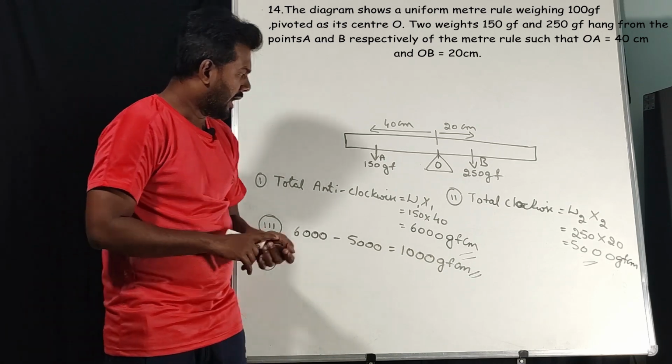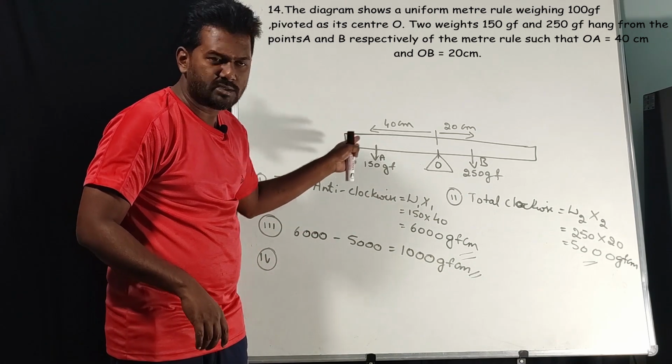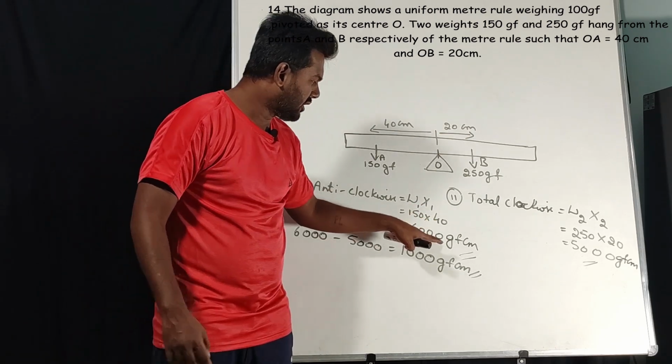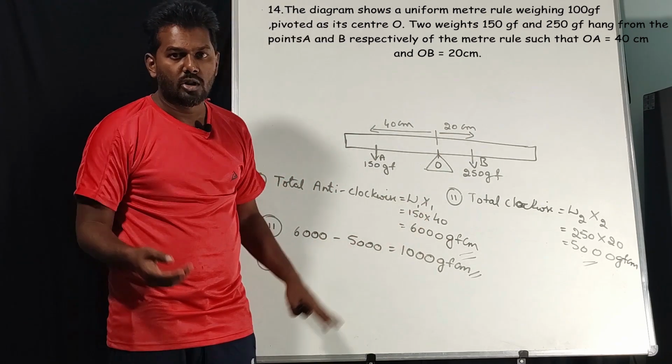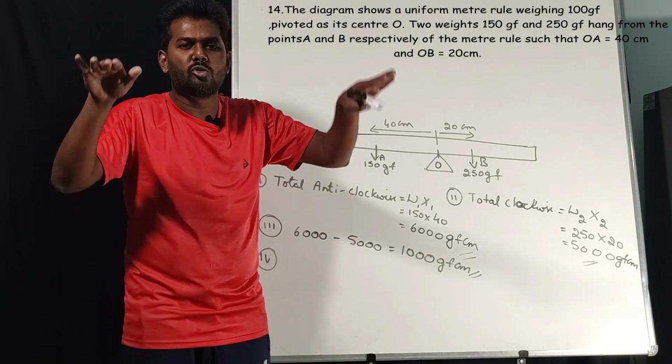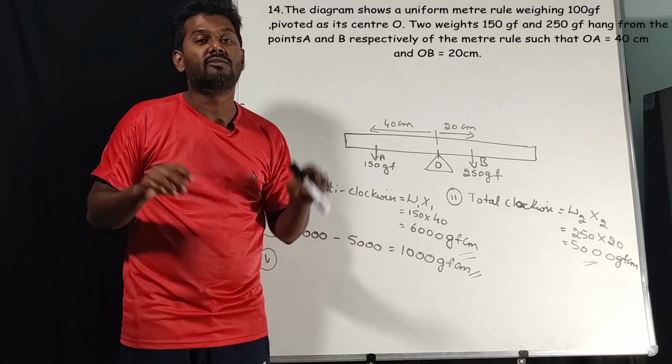See, on both sides, clockwise moments should be equal to anti-clockwise moments, correct? That is the principle of moments. Do you think those two values are equal? No, those two values are not equal. What do you mean by that? If they are not equal, they are not going to balance. They are not in equilibrium.